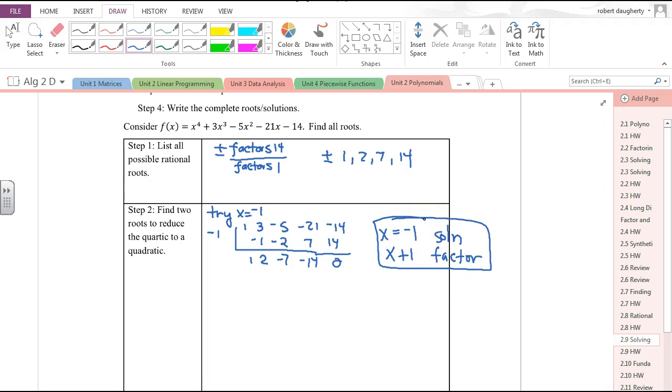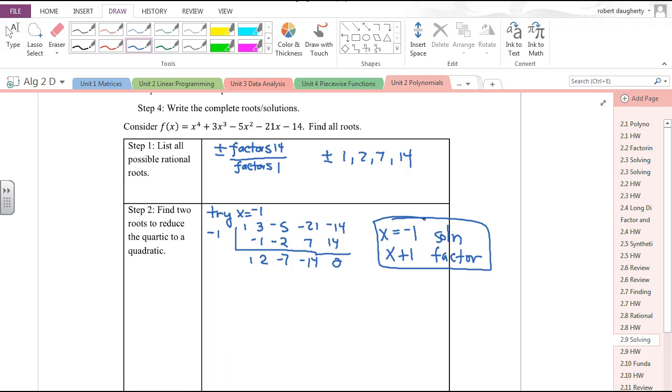Now what have I got to do? I've got to do this again. So I've got to do it again with this polynomial. This is x to the third plus 2x squared minus 7x minus 14. The rational roots are the factors of 14 over 1. It's the same list. I don't get a new list when I do this.